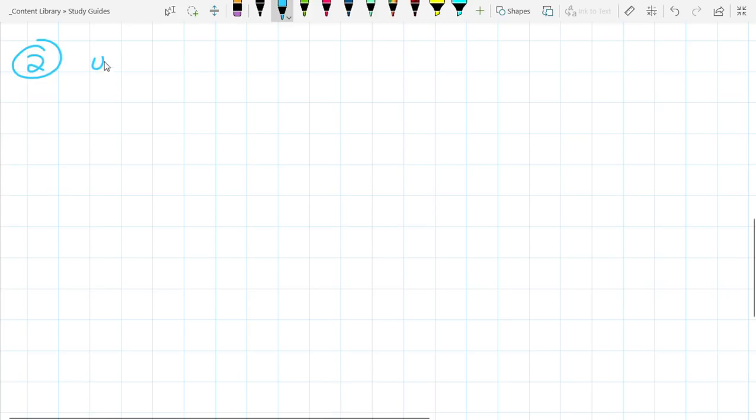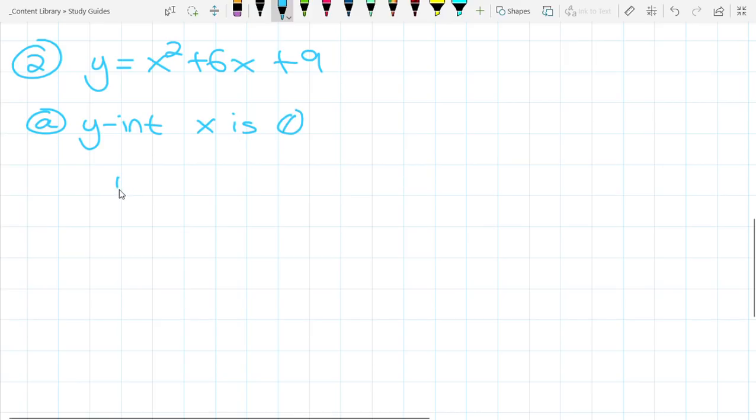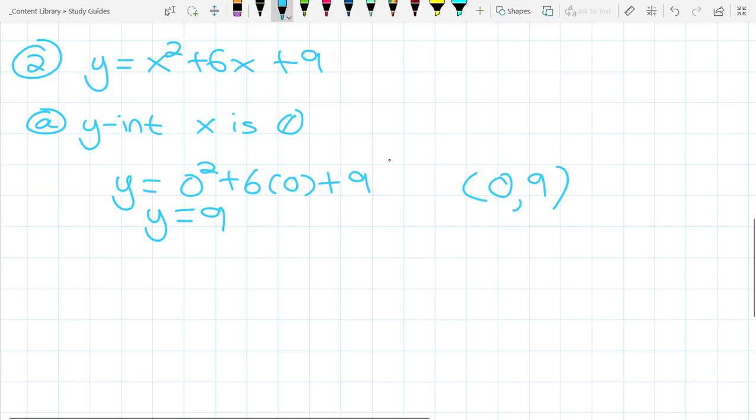Question 2, again we're in standard form: x squared plus 6x plus 9. Part A wants to know the y-intercept. Again, for the y-intercept, the x is 0. So we're going to take this equation and turn the x into 0. So 0 squared plus 6 times 0 plus 9, which gives us a final answer of 9. So our y-intercept is 0, 9.